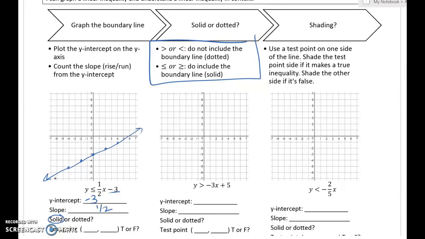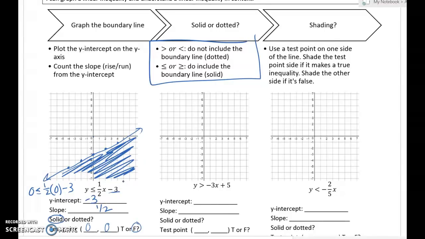Now we need to determine whether it's the top or bottom of that line. To do that, let's pick a test point, one that isn't on the line. Let's go with 0, 0, because it's fairly easy. If we put 0, 0 into the inequality, we get 0 is less than or equal to 1/2 times 0 minus 3. Is 0 less than or equal to -3? No, it's not. So that is false. So 0, 0 is not included, and since that's up there, we want the other side for our shading.